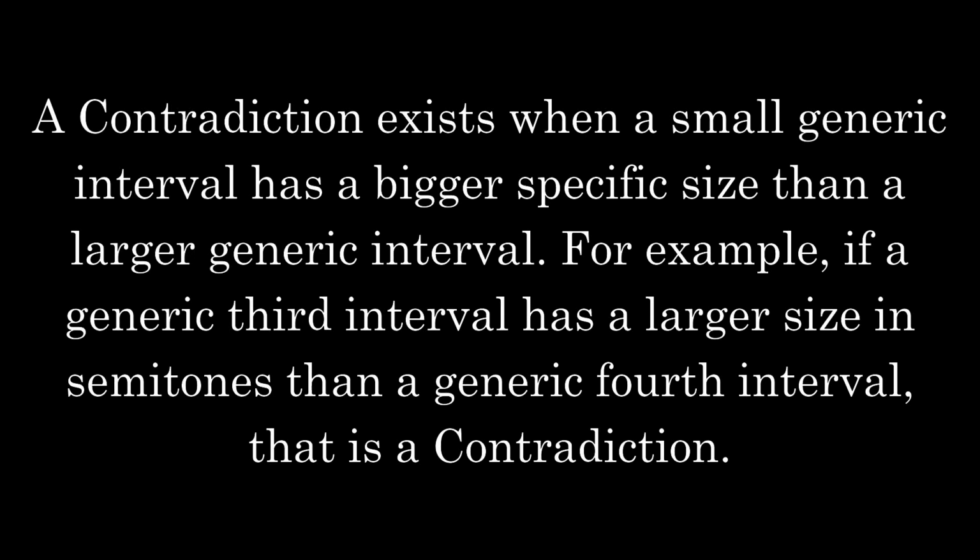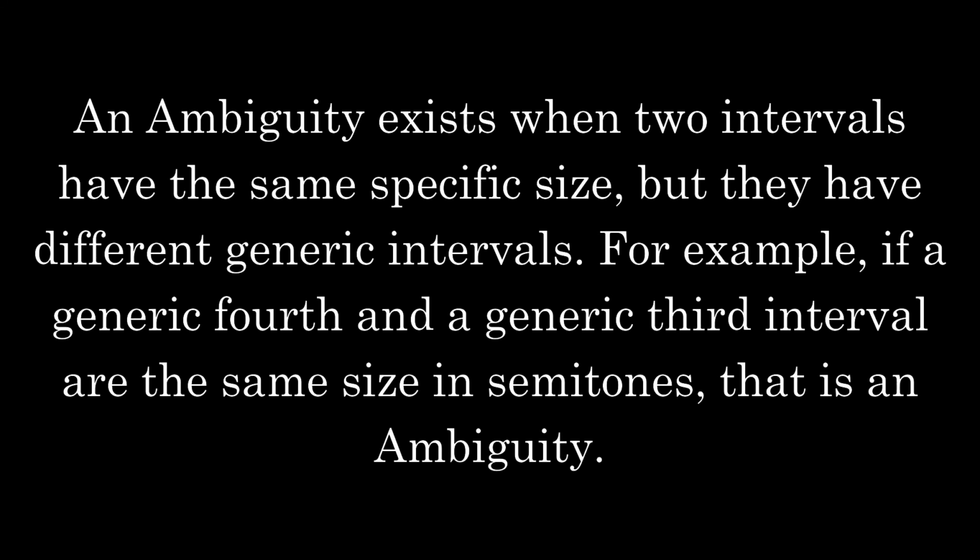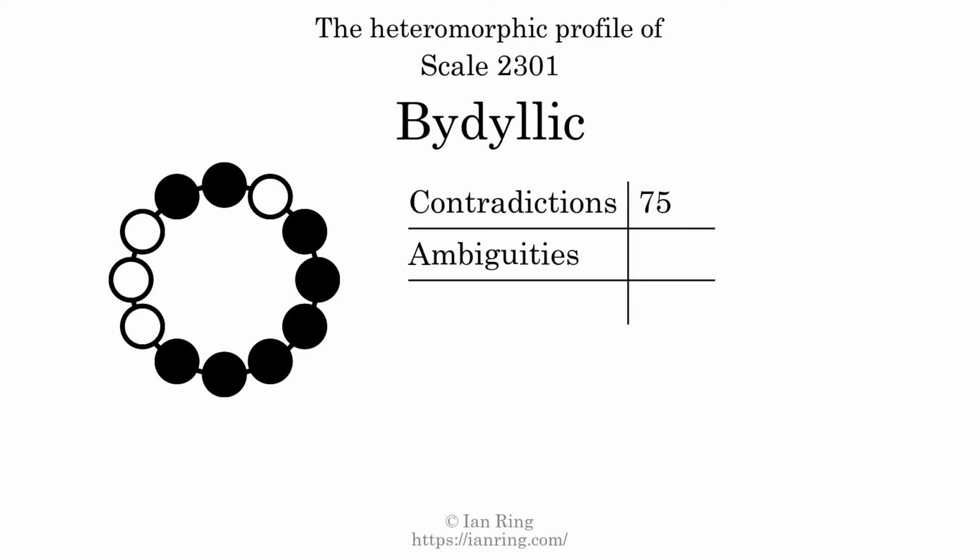A contradiction exists when a small generic interval has a bigger specific size than a larger generic interval. For example, if a generic third interval has a larger size in semitones than a generic fourth interval, that is a contradiction. The number of contradictions in this scale is 75. An ambiguity exists when 2 intervals have the same specific size, but they have different generic intervals. For example, if a generic fourth and a generic third interval are the same size in semitones, that is an ambiguity. The number of ambiguities in this scale is 56.